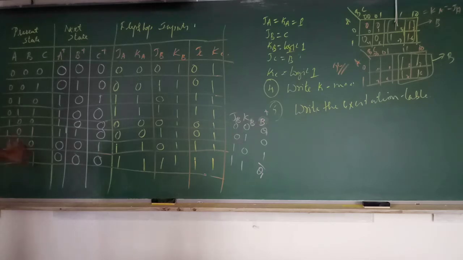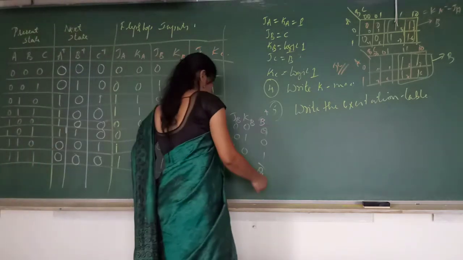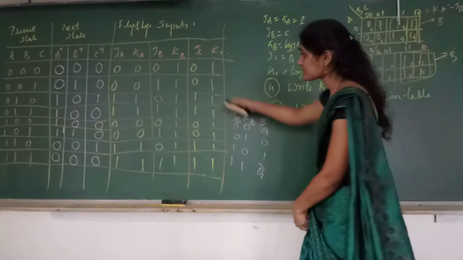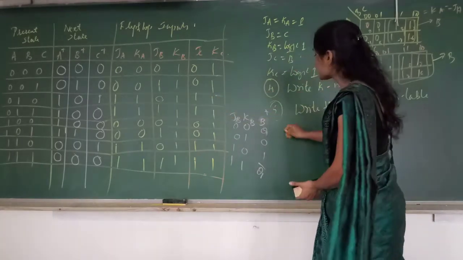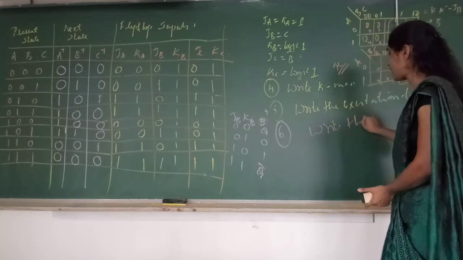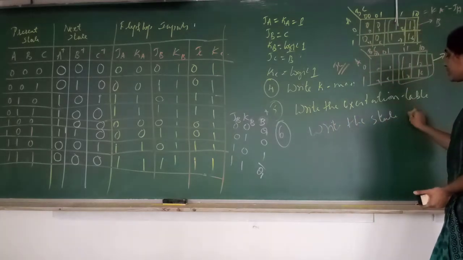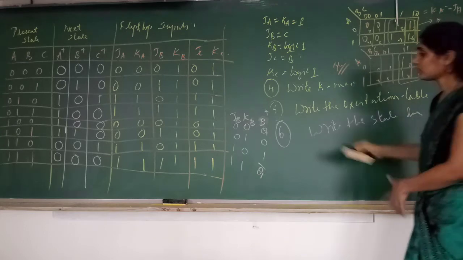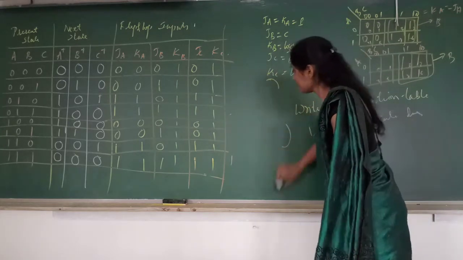Okay. So now the fifth step is to write the excitation table for the counter. This is the excitation table. The sixth step is to write the state diagram. The last step, write the state diagram. Okay, so we'll write the state diagram.